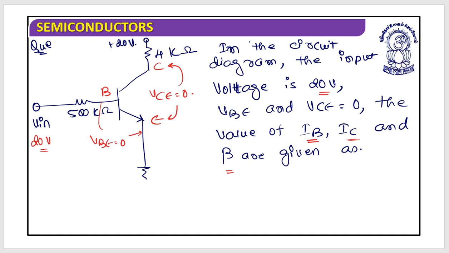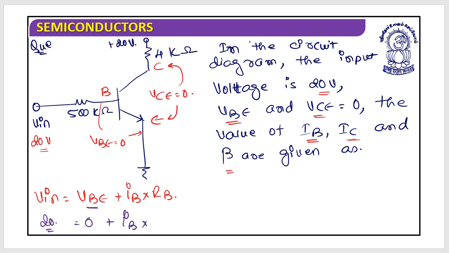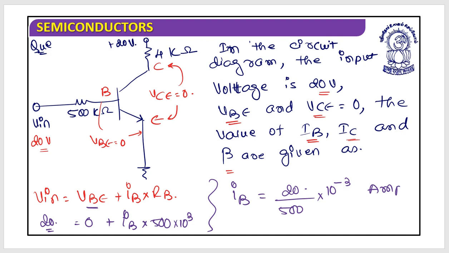How will we do this? What can be done? So what we understand is that VBE and VCE are 0. VBE is on the input side, so V in should be equal to VBE plus IB into RB. But as they have mentioned that VBE is 0, so this is 0 plus V in, which has been given, 20, equal to IB, that we don't know, multiplied by RB, which is 500 kilo ohm. So IB is equal to 20 divided by 500 into 10 to the power 3 ampere. This is IB.